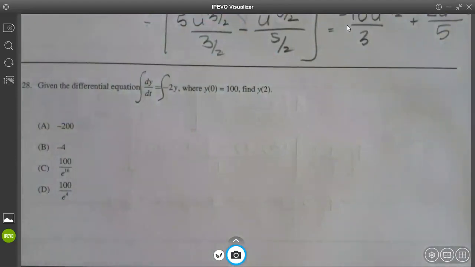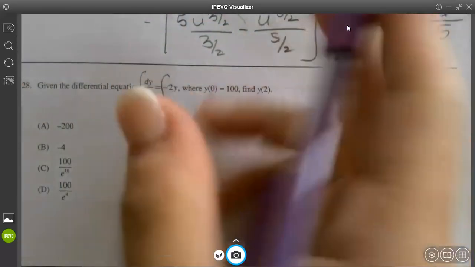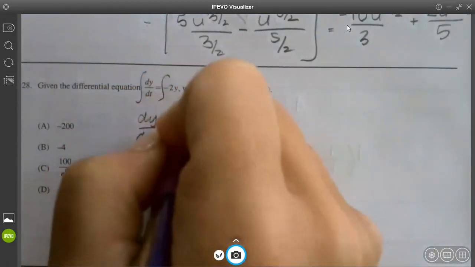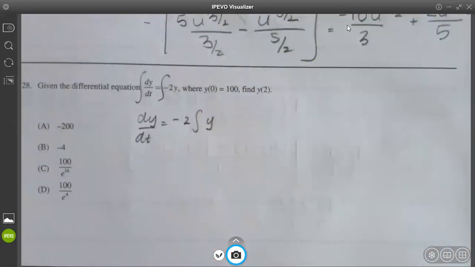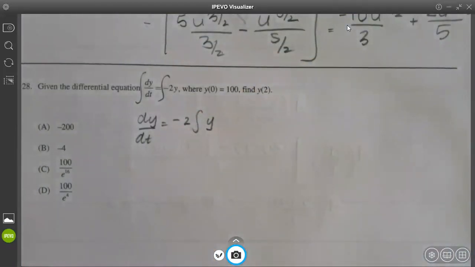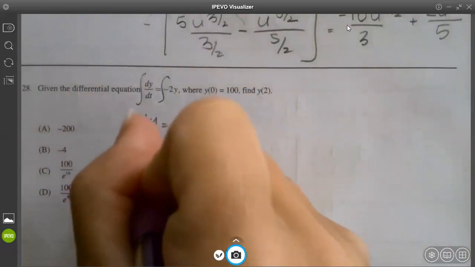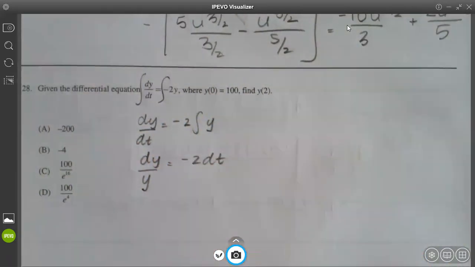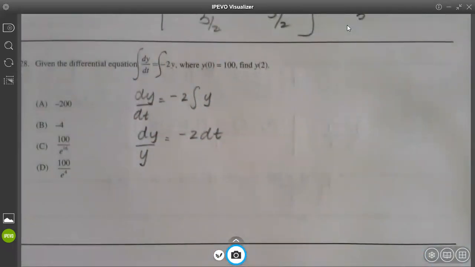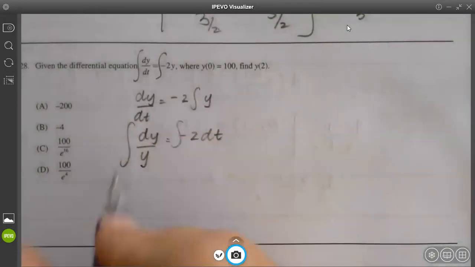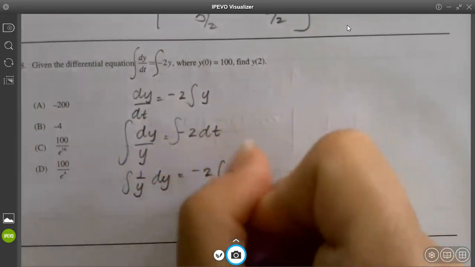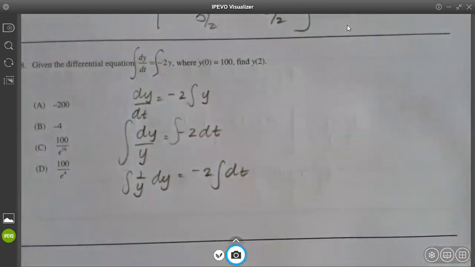Problem is, I need my variables on the same side. So I need like dy and -2y on the same side. Your -2 can come out. It can hang out over there. You're going to divide your y over, and you're going to multiply your dt over. And then you're going to integrate. This is the integration of 1 over y dy, -2 integration of 1 dt.